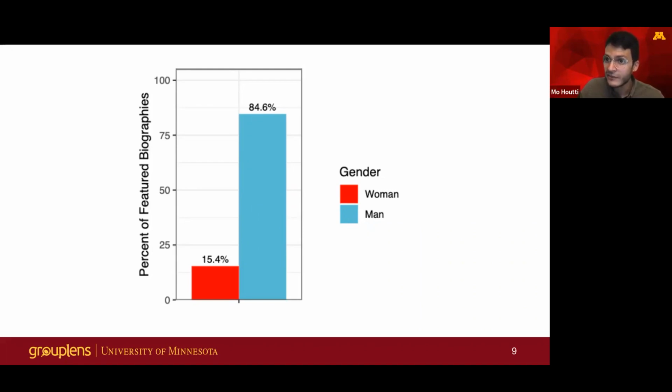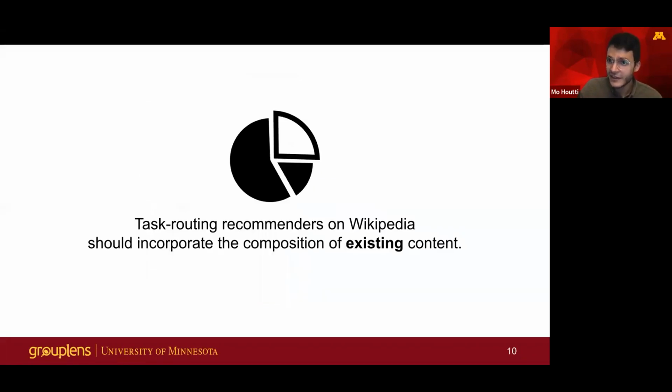And so the takeaway from this is that we really don't want to be designing recommender systems that are going to exacerbate this. Even if we have a situation where the biographies of men are just more relevant to each individual editor in the aggregate, we want to make sure that we are actually counteracting this trend and not exacerbating it. And that leads, again, to this high-level takeaway: task routing recommenders on Wikipedia should incorporate the composition of existing content. And we do a lot more exploration in the paper of this dimension and other dimensions of balance, non-redundancy, and completeness.